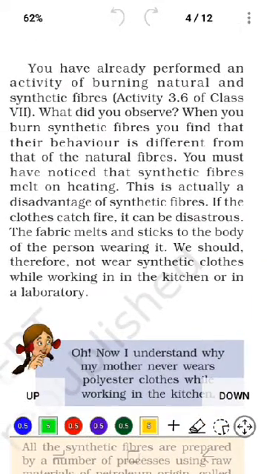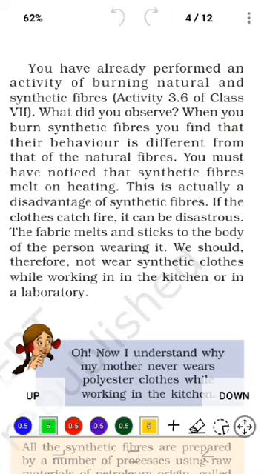You have already performed an activity of burning natural and synthetic fibers. It is an activity you can do under observation of your parent. You burn natural and synthetic fiber differently. When you burn synthetic fiber, you find that their behavior is quite different from that of natural fiber. You must have noticed that the synthetic fibers melt on heating. This is actually a disadvantage of synthetic fibers.